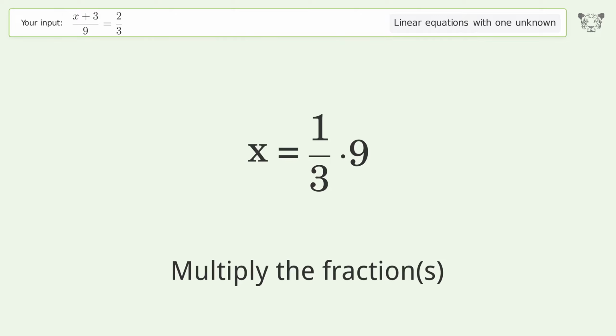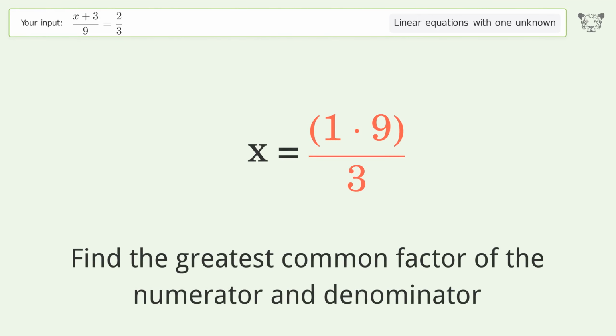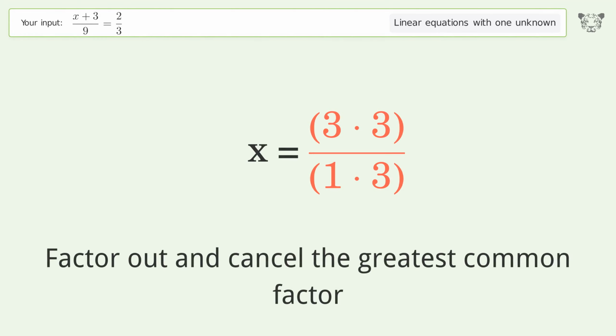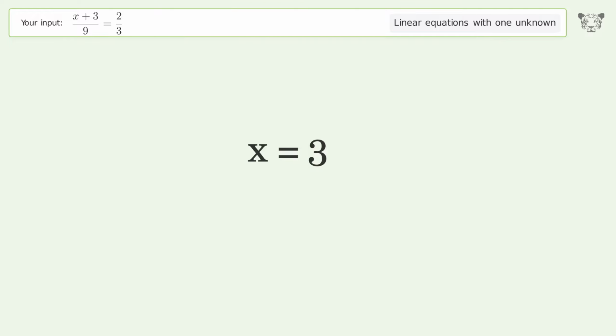Multiply the fractions. Find the greatest common factor of the numerator and denominator. Factor out and cancel the greatest common factor. And so the final result is x equals 3.